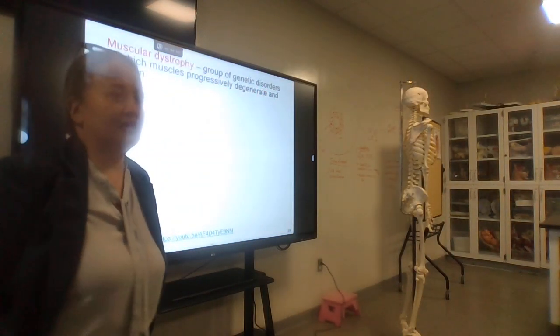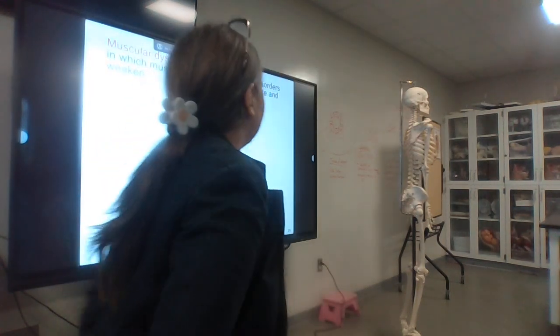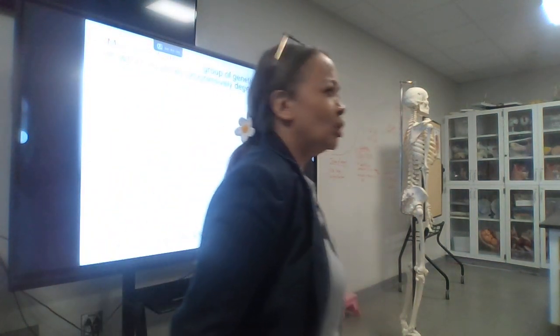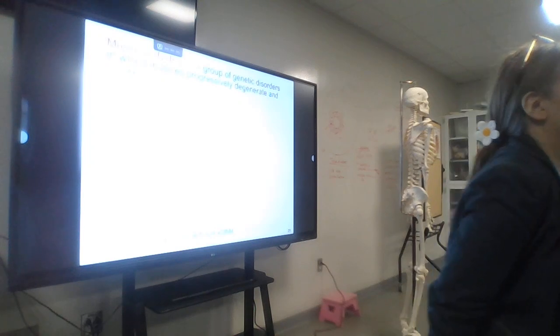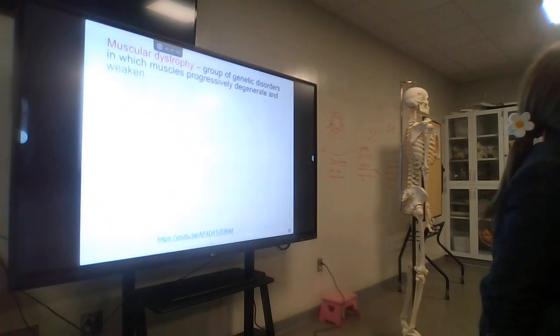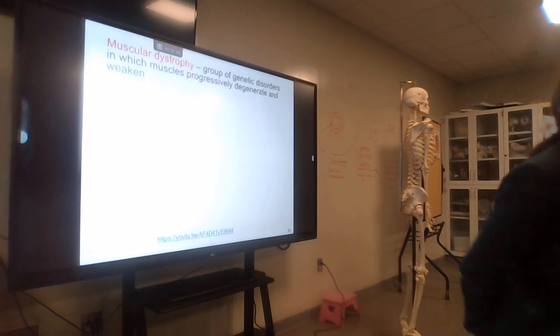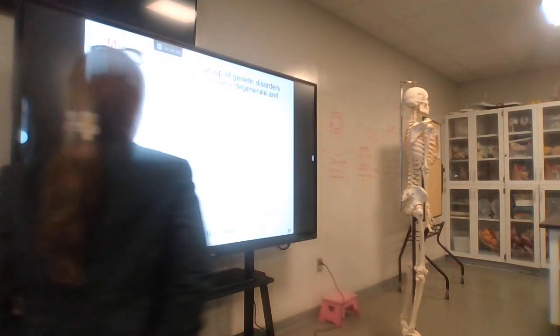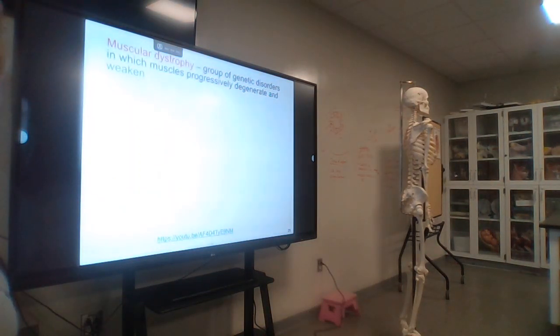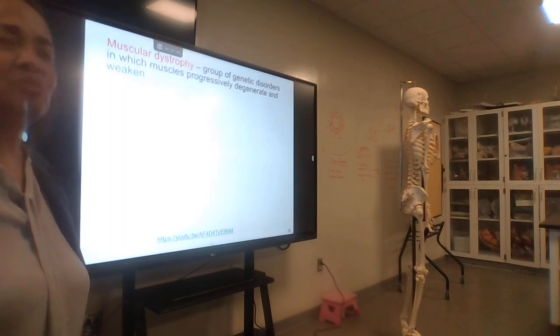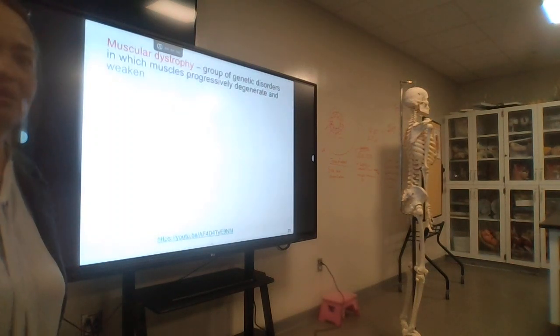Another disorder, muscular dystrophy. Have you ever heard of this? Who comes to mind when we hear of muscular dystrophy? My other classmate. What classmate? Who else? What about celebrities? Stephen Hawking. Well, we'll see a picture of him in a while. So, muscular dystrophy is a group of genetic disorders where muscles progressively degenerate and weaken, getting weaker and weaker by the day.